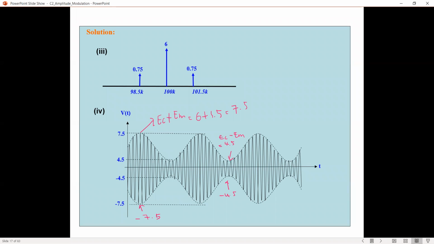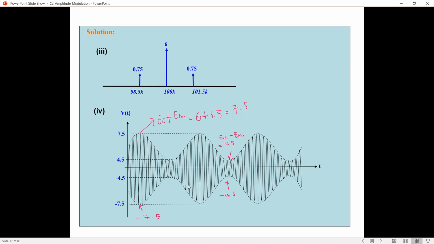When you are asked to sketch the waveform, you can start from the Vmax peak to peak, plus and minus, and Vmin peak to peak, plus and minus. So this is Vmax, 7.5, and then Vmin positive 4.5, Vmax negative minus 7.5, and Vmin negative minus 4.5. From these values, you can start sketching your envelope.